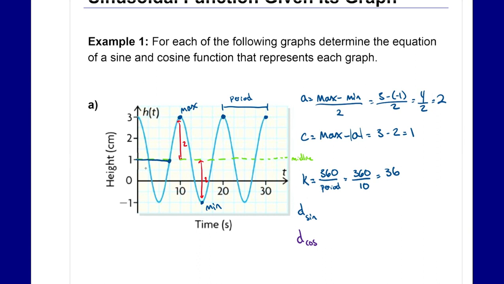So this distance is the D value for sine. In this case, if I look at it, there's 4, so that is 7.5. For cosine, the D value, I start at the y-axis and I go over until I hit the first maximum, which is 10.